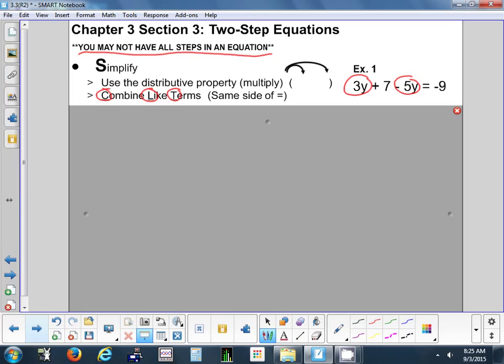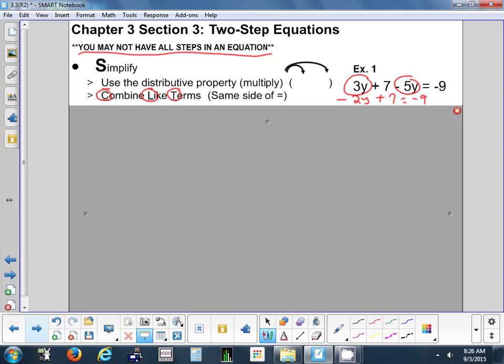5 is bigger than 3, so ignore the signs. I'll bring the sign down, negative 5, reading from the bigger number. 5 minus 3 is 2. Make sure you bring the y down with it. Everything else I'm just going to bring down right now: my plus 7 and my negative 9. I'm going to bring that down and we'll work to the next step.